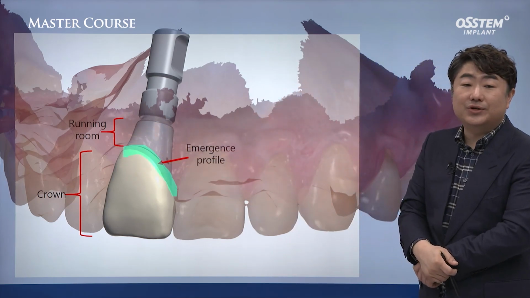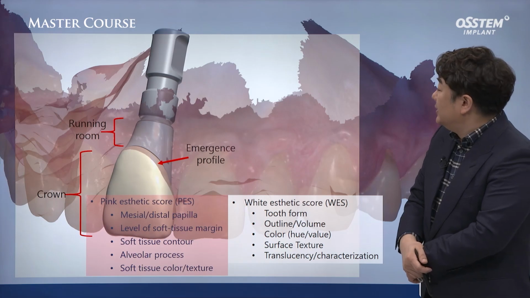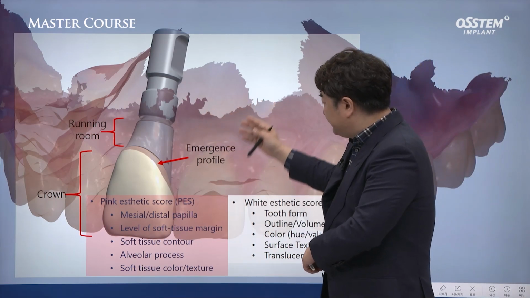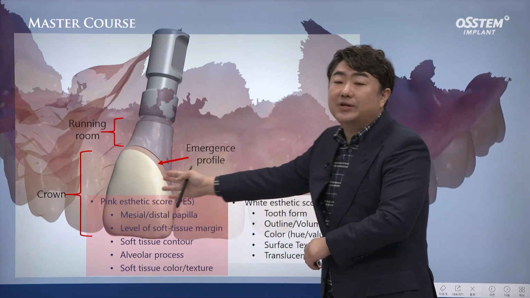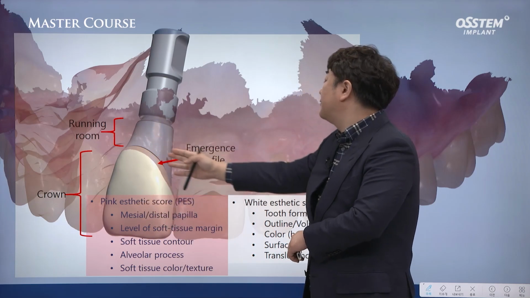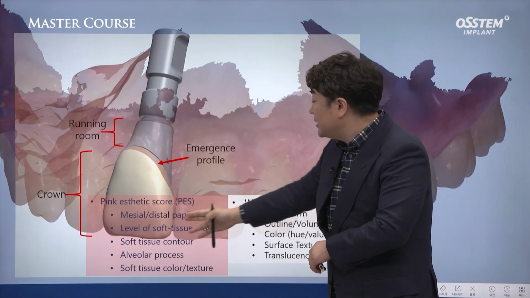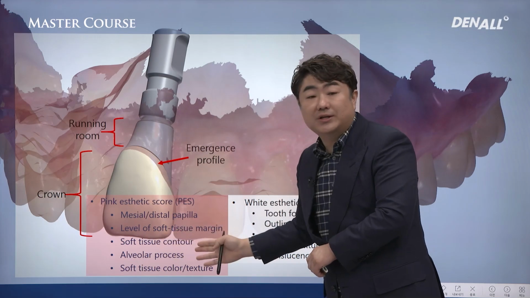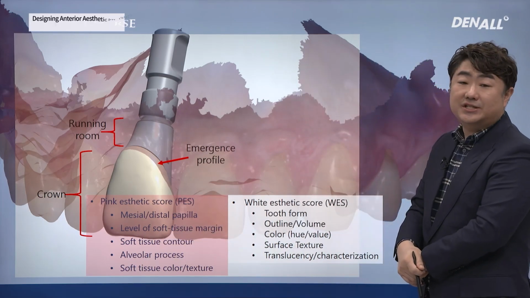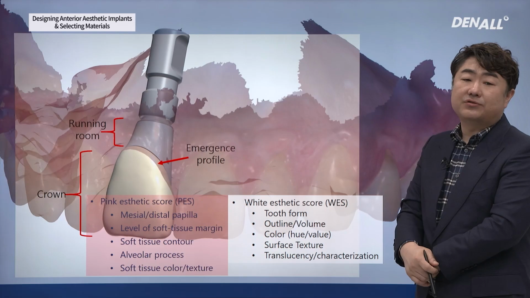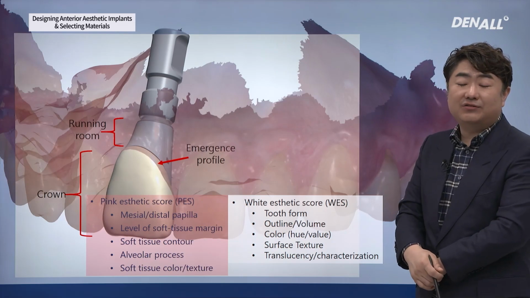White aesthetics are influenced by the crown, but the emergence profile and a ridge wrap design also affect the pink aesthetics. Our design should start with the emergence profile. Let's look at some literature in this regard.